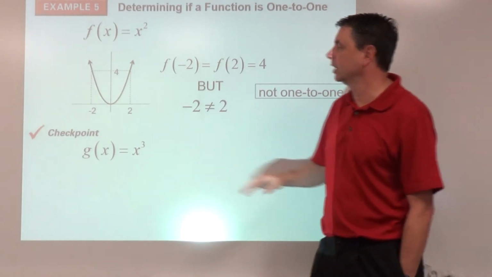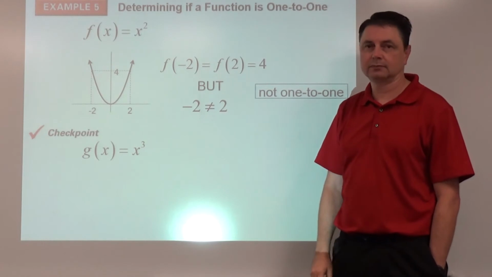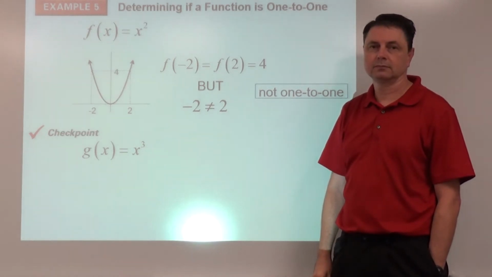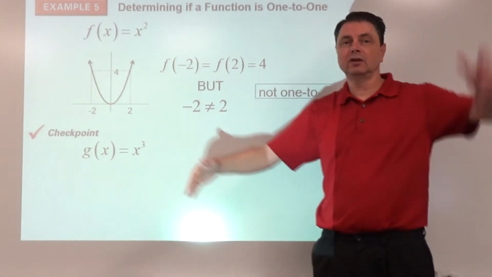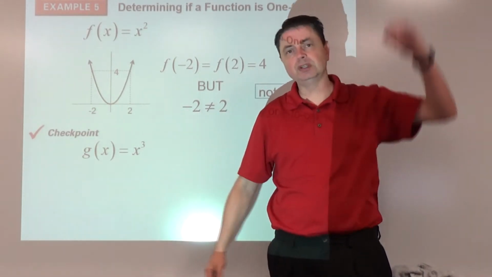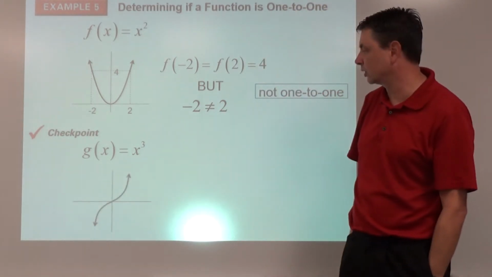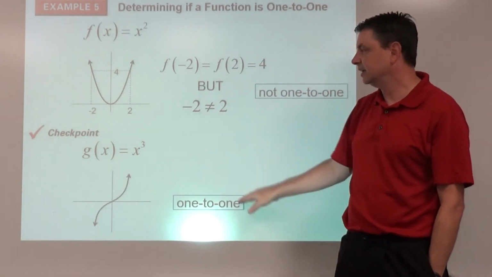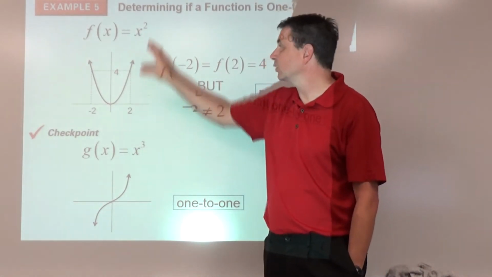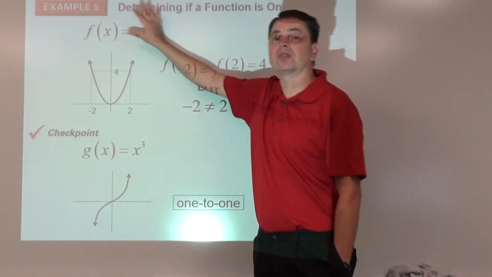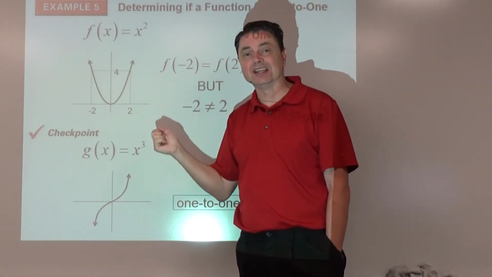All right, checkpoint. What about g of x? Is that one-to-one? Well, if we thought about the parent graph, x cubed, it passes the horizontal line test up and down, it's never going to hit more than once. It is one-to-one. So we could find this inverse. We cannot find this inverse without manipulating the domain so that it is one-to-one.